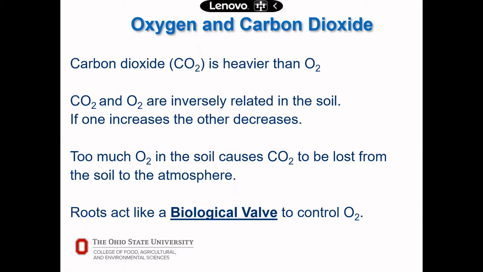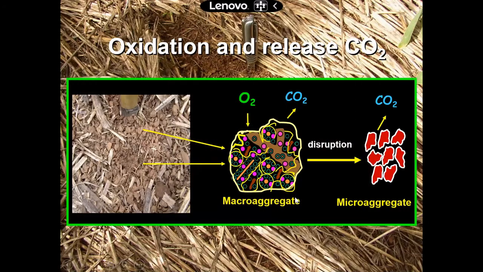The roots act kind of like a biological valve. They help to control how much oxygen gets into the soil. If they need a little more oxygen, they can actually shrink and swell a little bit to allow more oxygen to get into the soil. So oxidation, what does it do? When we get too much oxygen in, it's going to break down these macroaggregates. That's where all the sugars are. And then these sugars are going to be consumed by the bacteria, and then we're going to form microaggregates. Those microaggregates are going to set up kind of like a brick wall. And I'll do a little demonstration with that at the end of this presentation.